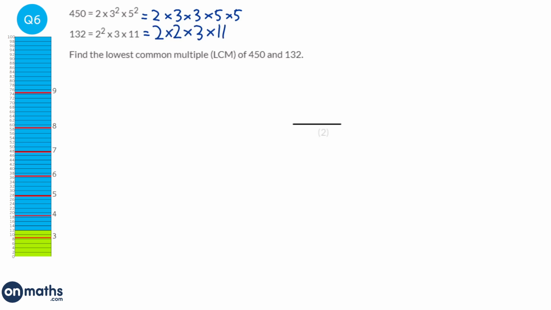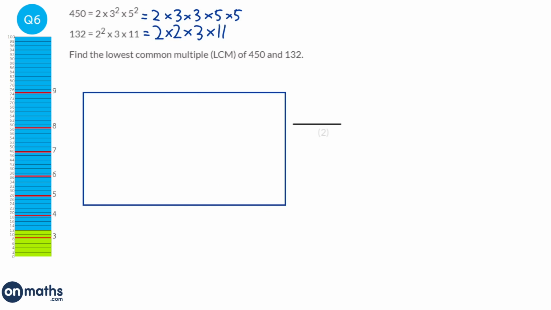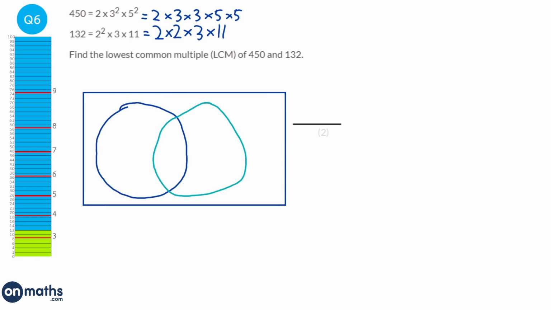Now I'm going to put these into a Venn diagram. And so I'm just going to draw out a Venn diagram and get my 2 circles, because we're going to have the 450 and the 132. So 450 is on the left hand side and 132 is on the right hand side. And we're going to start just filling out the Venn diagram. So they both have a 2 in them and they both have a 3, but 450 has a 3, a 5 and a 5. And 132 has that 2 and the 11.